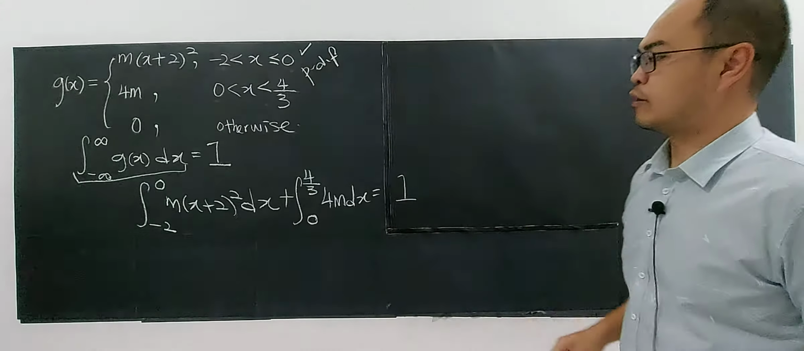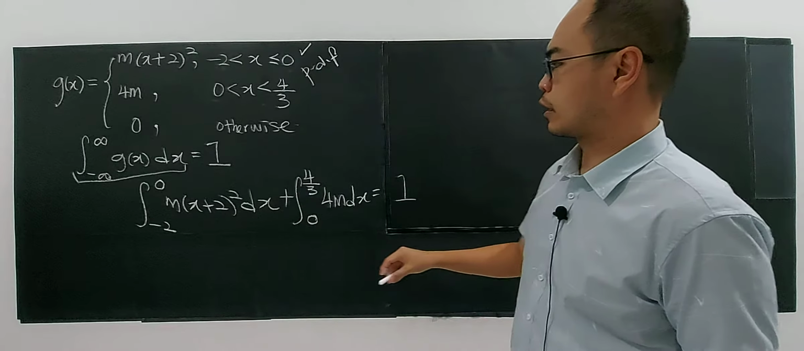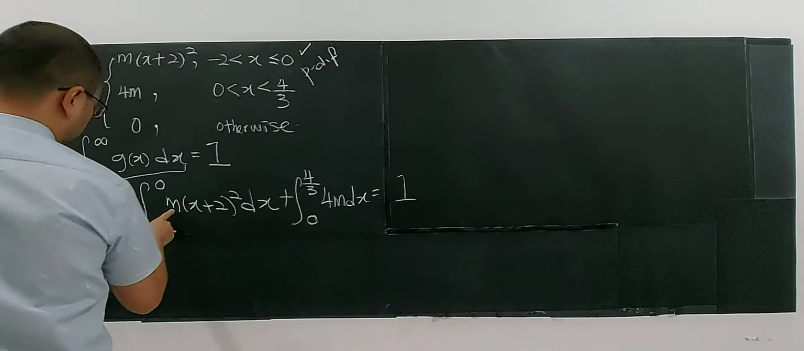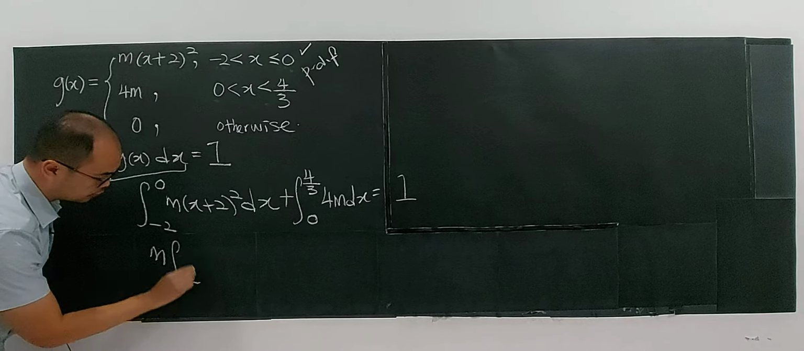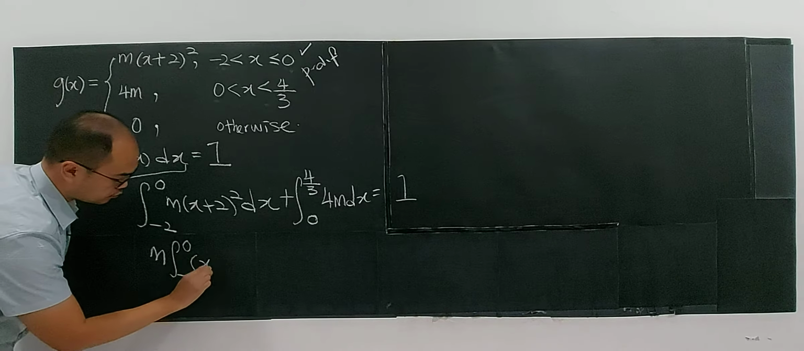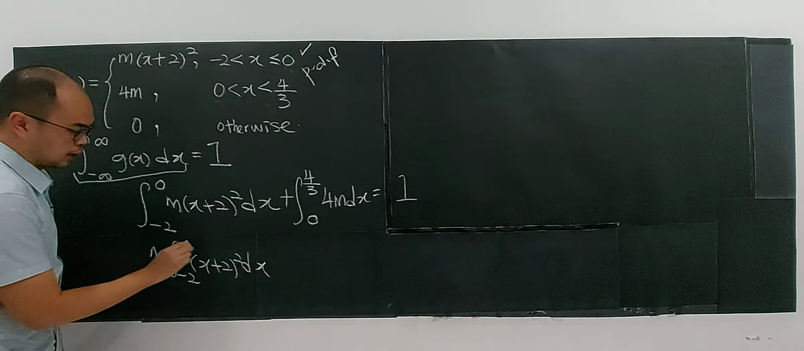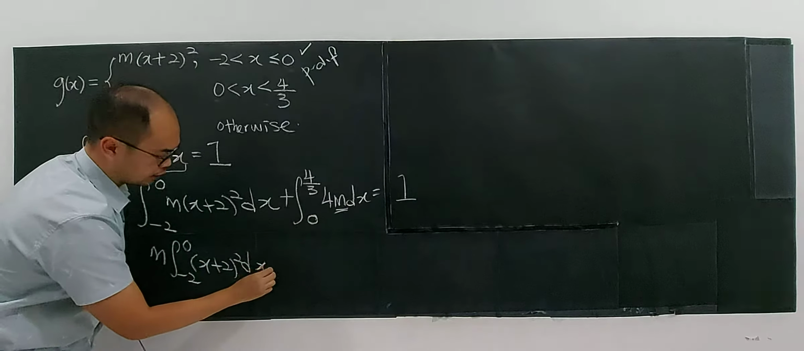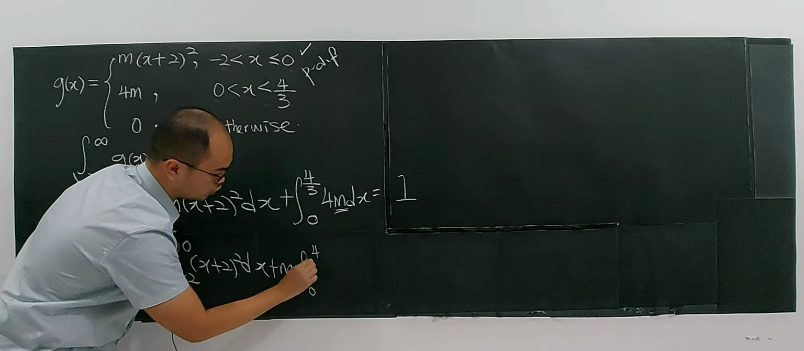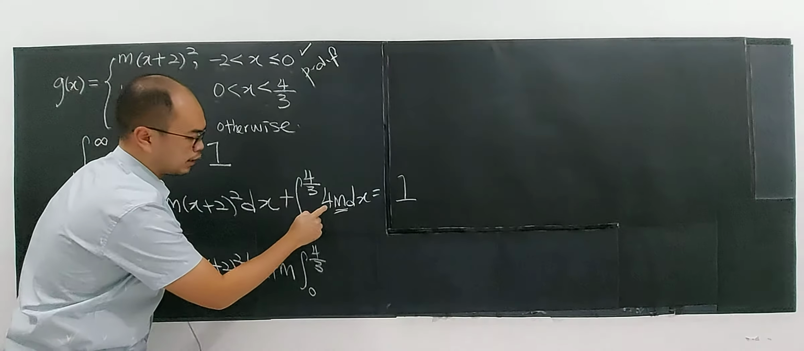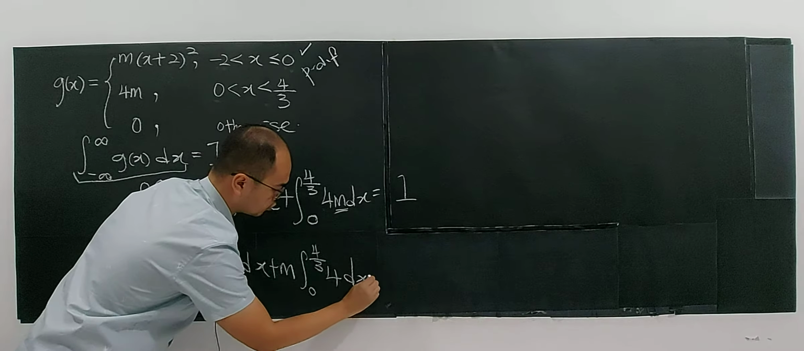So now, let's evaluate this. You want to find the value of m. You can factor out the m here because it's a constant, so you can take it out of the integral. So -2 up to 0, (x + 2)^2 dx. And same thing for this one, you can factor out the m. So you have 0 to 4/3, and 4 dx, equals to 1.